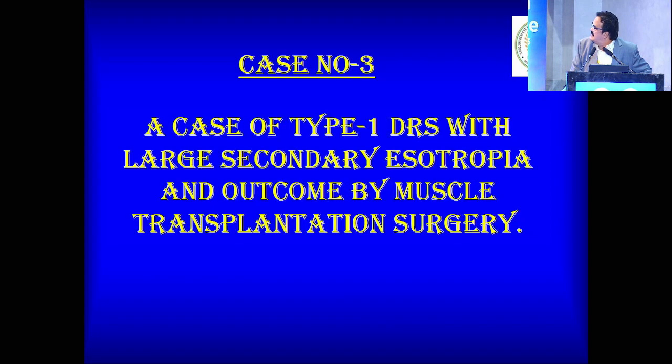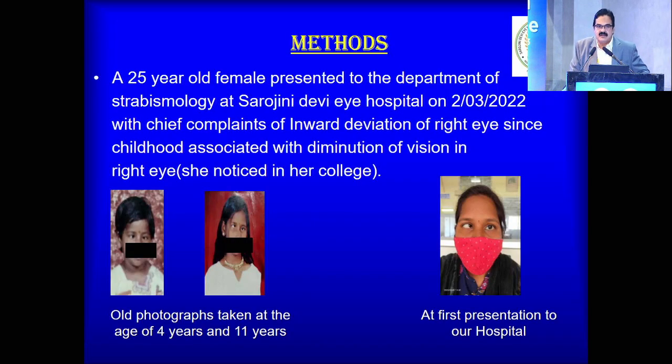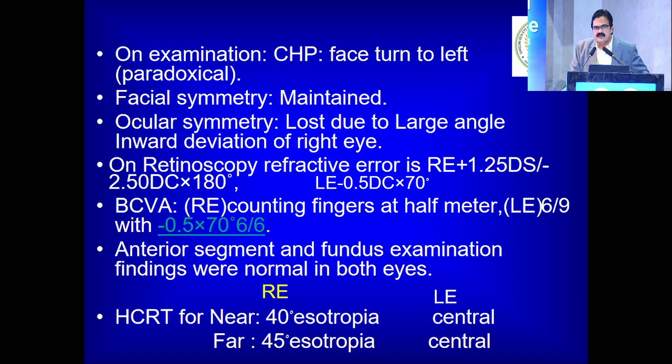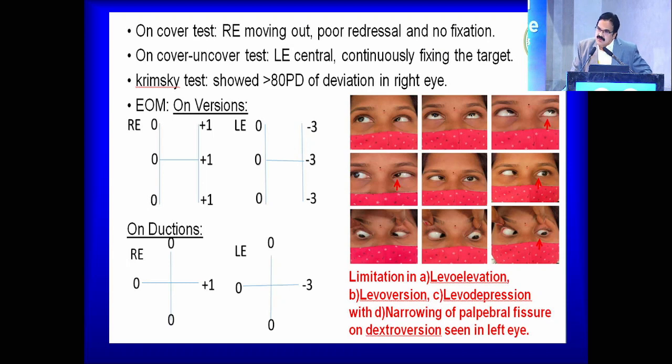And here my third case is a case of Duane's retraction syndrome in a girl. She is a nurse working at Sholapur. Since birth it was there. The peculiar feature here is that the affected eye is the left eye, but there is a large secondary esodeviation in the right eye, that is the contralateral eye, because the right eye vision is poor. There is a compound myopic astigmatism, and strabismic amblyopia is added, so the deviation is almost 90 prism diopters. Here you can notice that in the left eye there is limitation of movement on all levo positions, and on attempted adduction there is fissure width narrowing, and in the right eye movements are full.